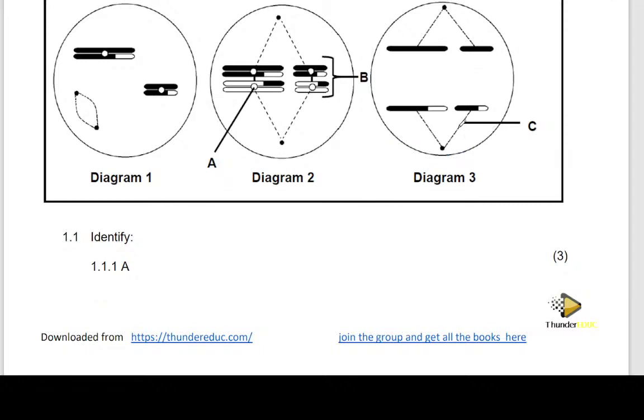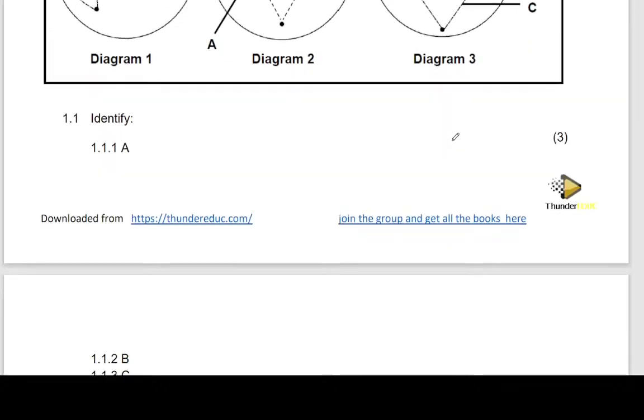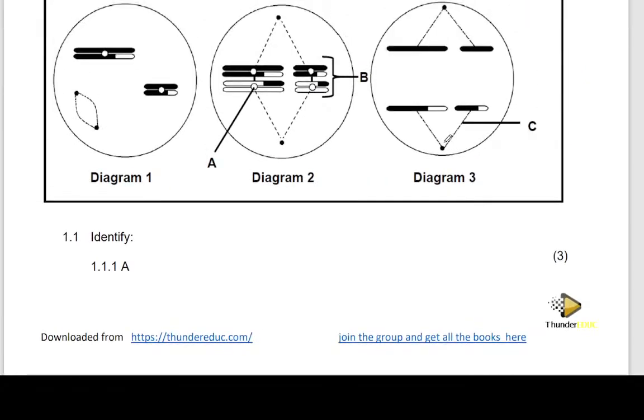What is C? Spindle fibers. We accept spindle fibers. We also accept spindle threads. We have tried to name everything which they need. But what about this? How do you call this? This is the cell membrane. It is not a nuclear membrane. It's a cell membrane.